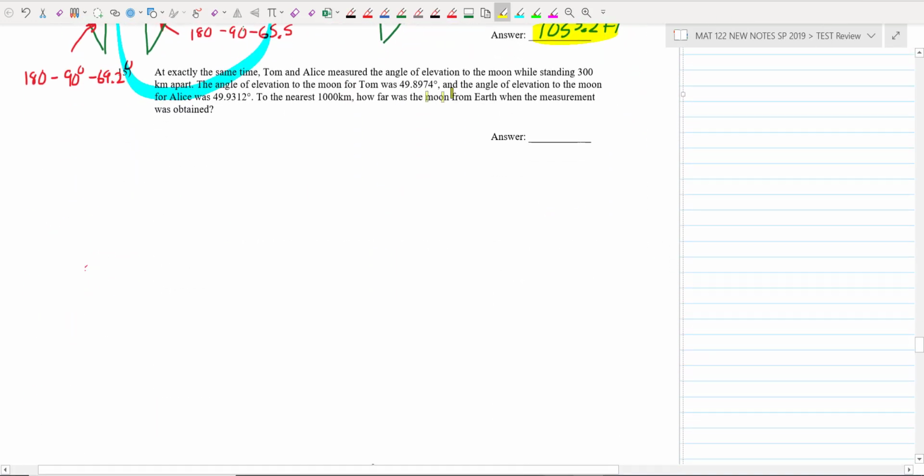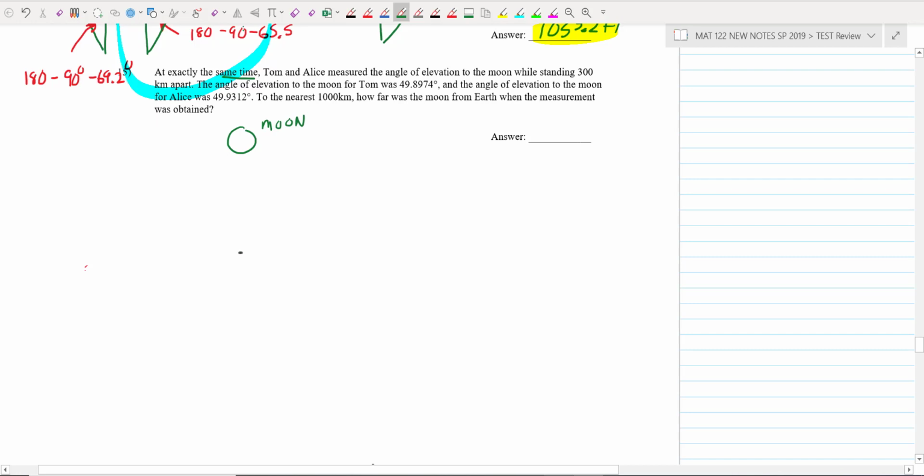And this one, now we got to kind of read the problem and do a diagram. This says, at the same time, Tom and Alice measure the angle of elevation to the moon while standing 3 kilometers apart. Tom's angle of elevation was 49.8974. Alice's was a little smaller. And that's all they give you. They say find the distance. How far was the moon from the earth when these measurements were obtained? Interesting problem. So let's draw a picture. Here's the moon.